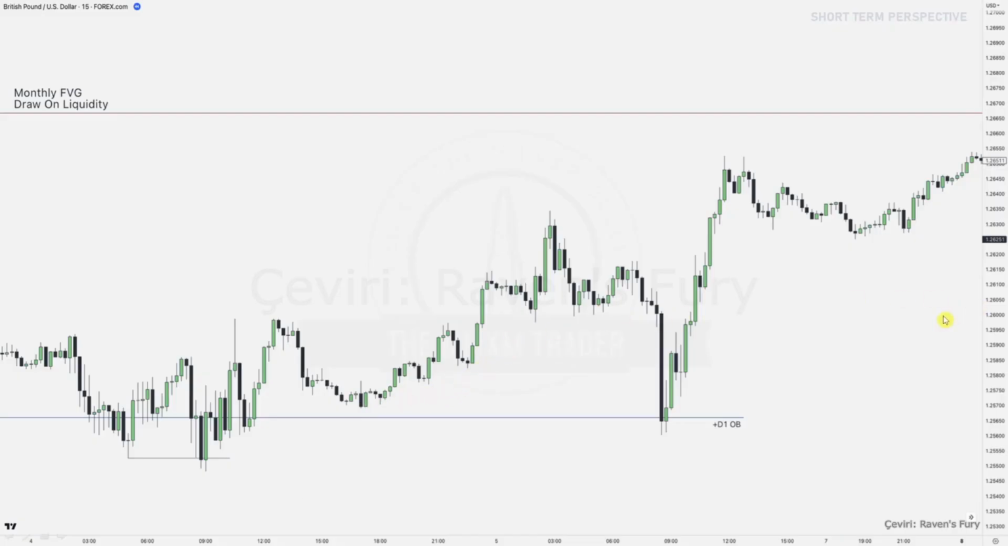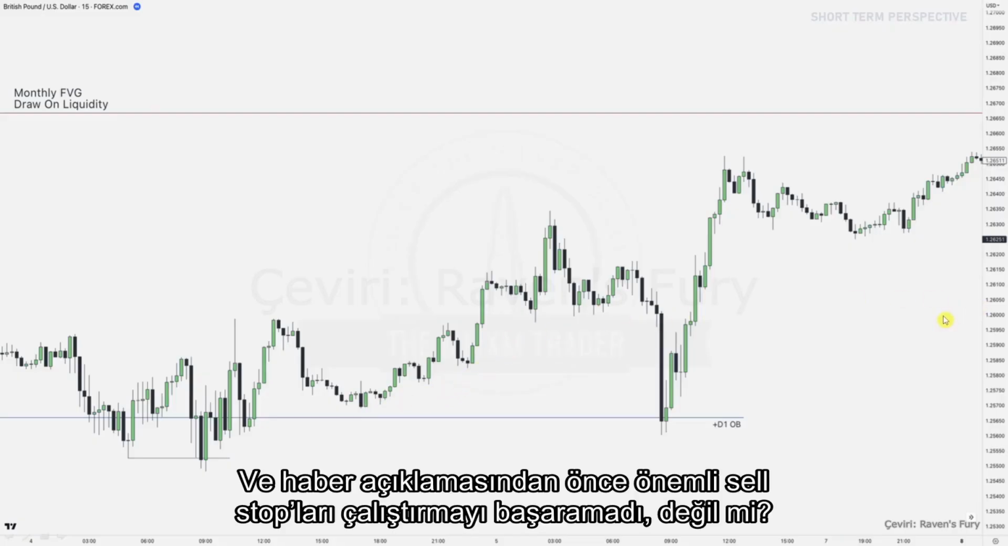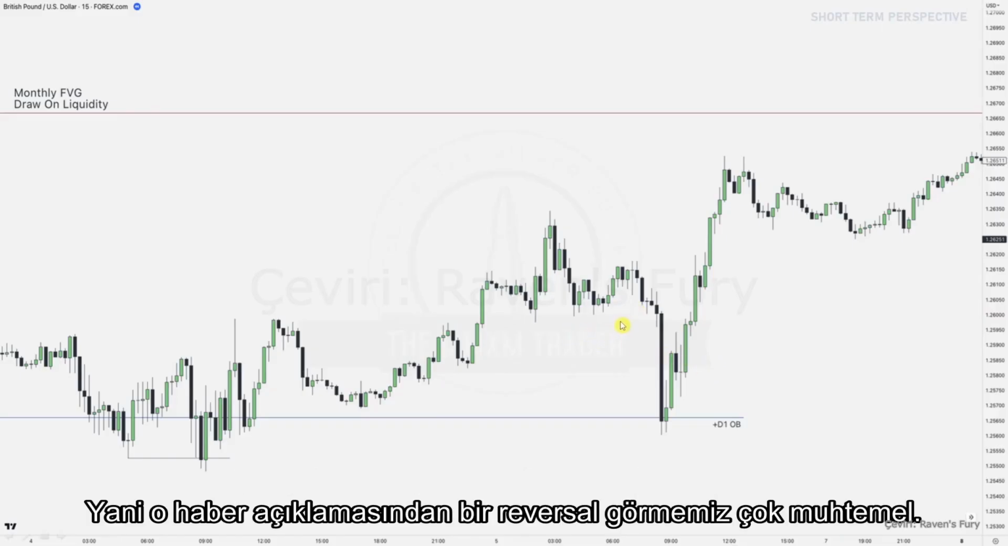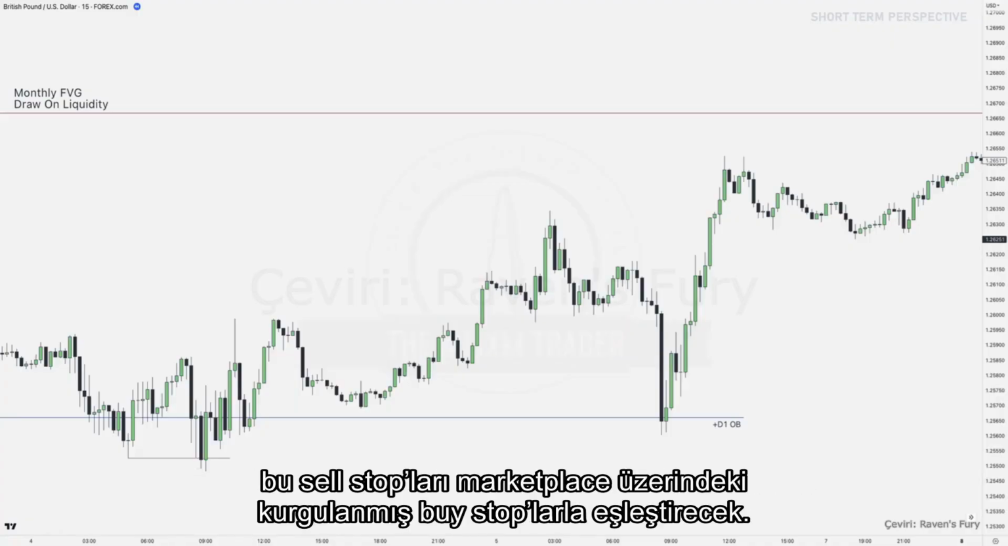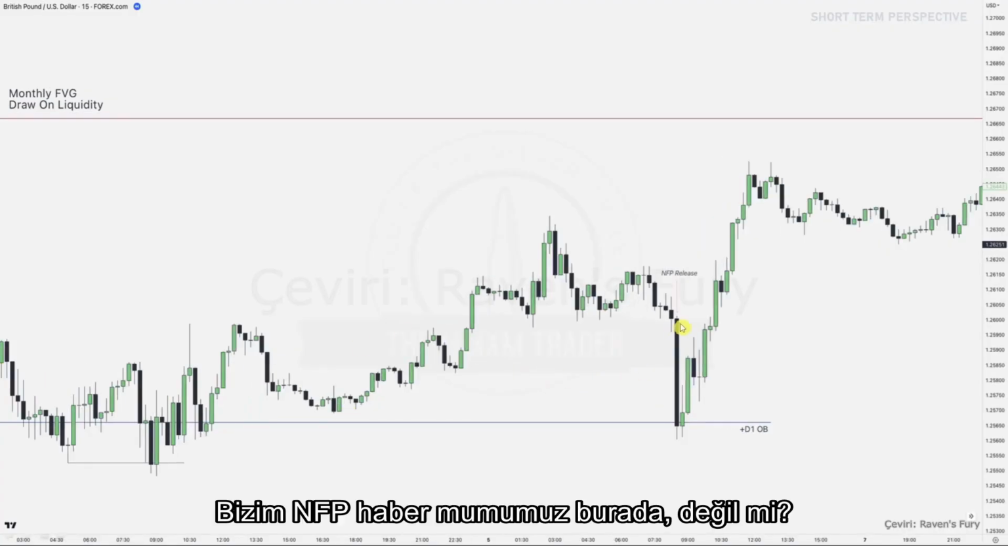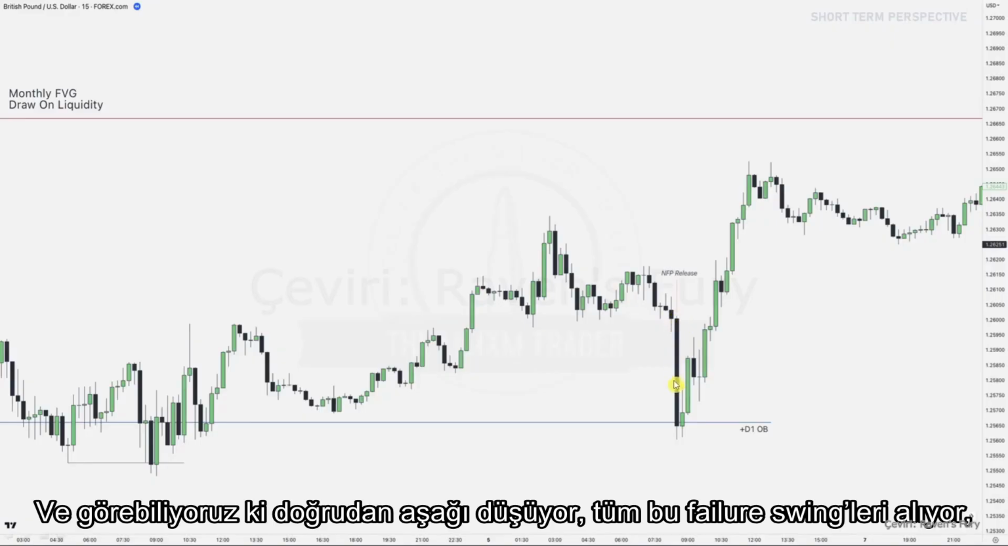right? And then it failed to run significant sell stops prior to that news release, right? So it's highly likely we can see a reversal from that news release. So the market will seek discount and sell stops at the release before reversing and pairing those sell stops up with the engineered buy stops above the marketplace. Our NFP news candle is over here, right?